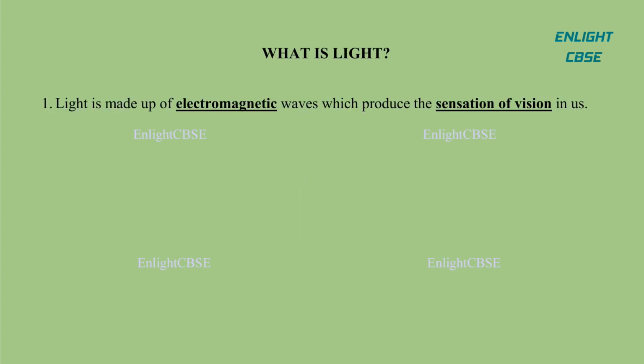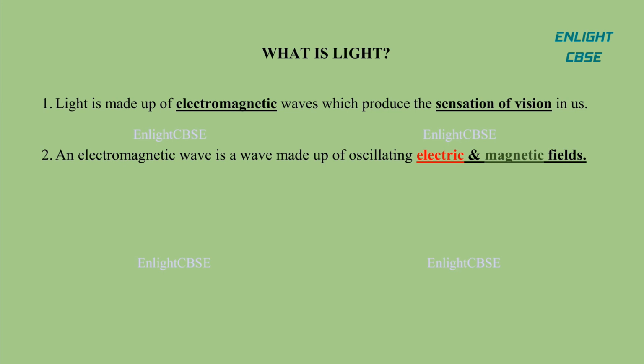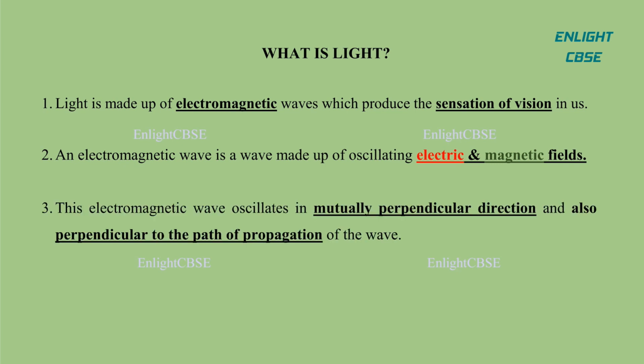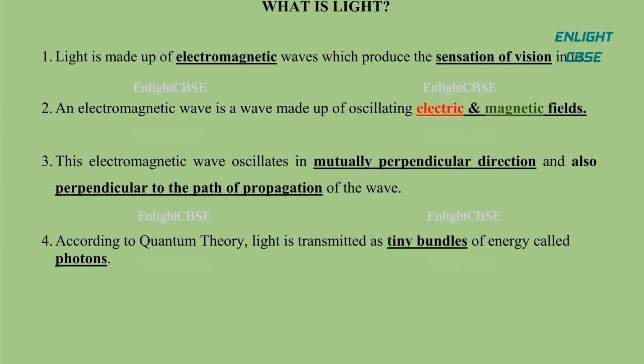Light. What is light? Light is made up of electromagnetic waves which produce the sensation of vision in us. An electromagnetic wave is a wave made up of oscillating electric and magnetic fields. This electromagnetic wave oscillates in mutually perpendicular directions and also perpendicular to the path of propagation of the wave. According to quantum theory, light is transmitted as tiny bundles of energy called photons.